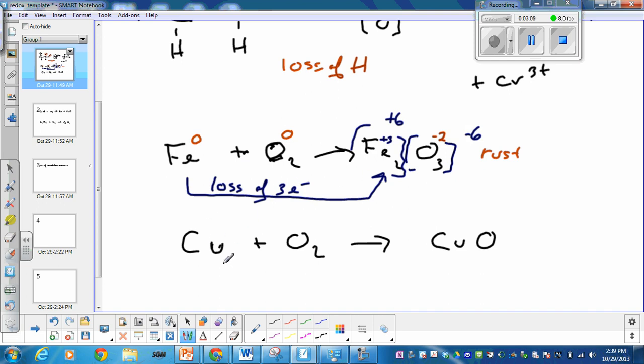So what occurs in this case? Here is copper. Copper, being an element, again has a 0 charge. Oxygen also a 0 charge. The oxide we've seen before has a -2 charge, which means in this case that the copper must have a +2 charge. So watching the copper go from copper 0 to copper +2, we find again that what's happening here is a loss of electrons. In this case, 2 electrons.